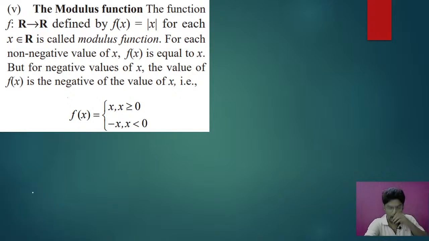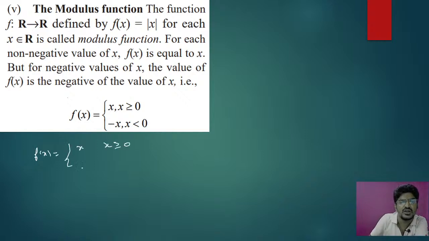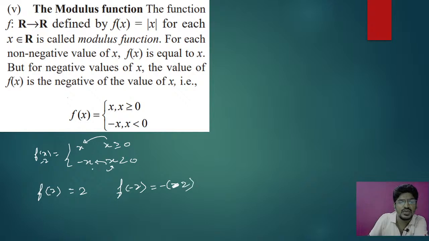f of x is equal to x if x is greater than or equal to 0, minus x if x is less than 0. So I will take f of 2. 2 is positive, so it goes here, so the x value is 2. If I take f of minus 2, it goes here, that is minus of minus 2. The x value is minus 2, so minus of minus 2 will be what? Plus 2. In the place of x, you must write minus 2, so minus of minus will be plus 2.